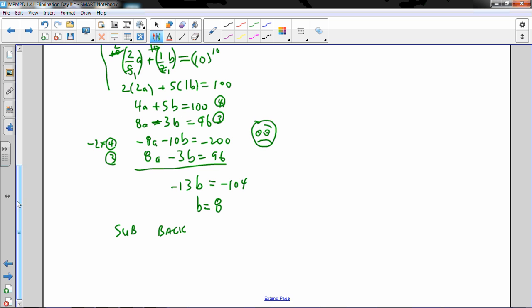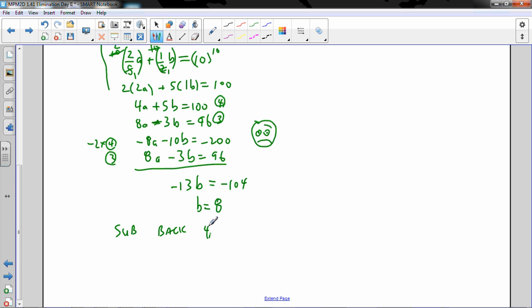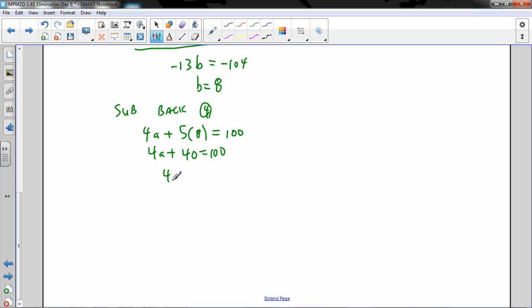And then we could sub back into not one of the out of shape equations, but one of the nice ones, 3 or 4, doesn't matter which one. 4 times A plus 5 times 8 is 100, so 4A plus 40 equals 100. Subtract 40 from each side. 4A equals 60. Divide by 4 and you get 15. Therefore, the solution is A equals 15, B equals 8.